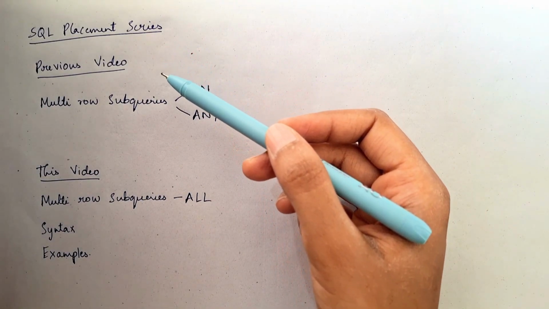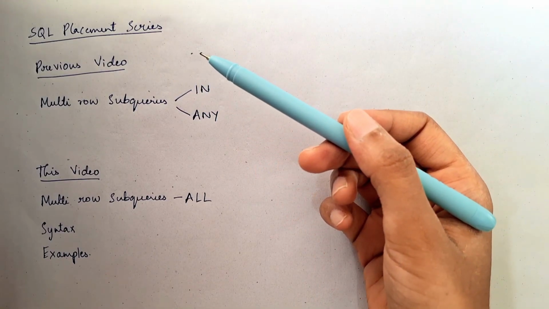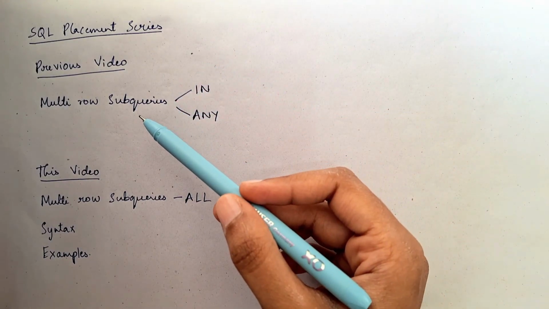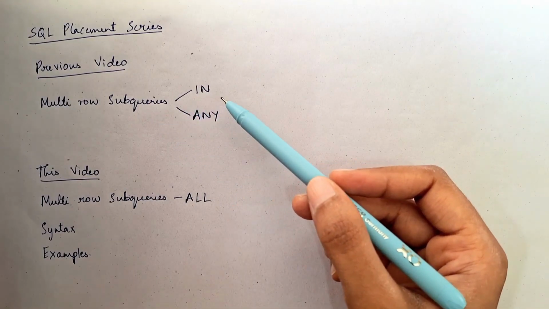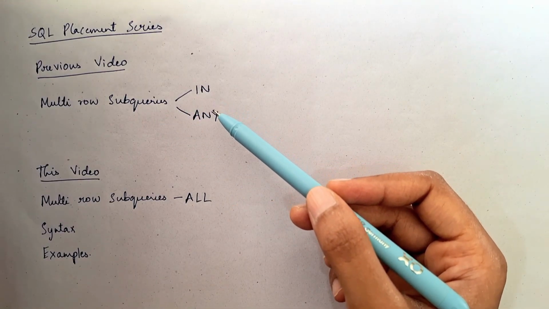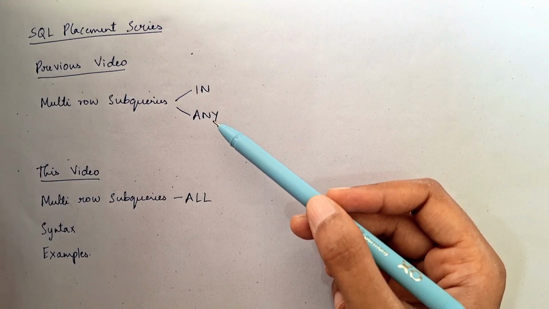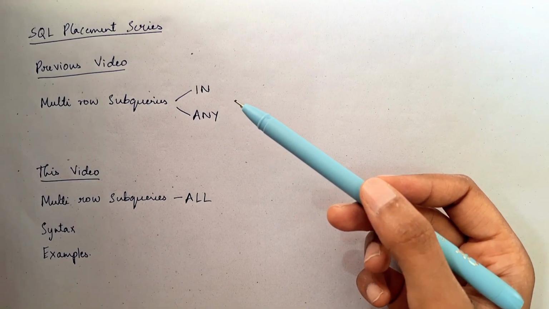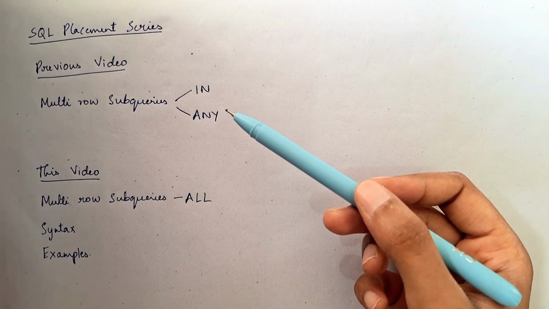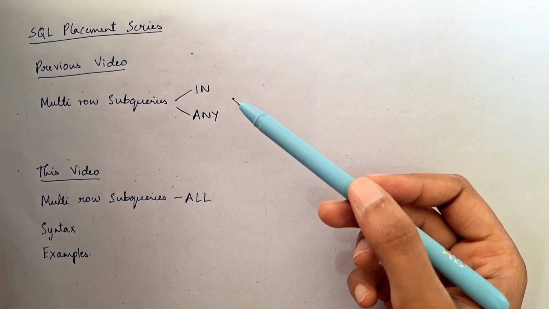In the previous video, we learned about subqueries, especially multi-row subqueries. In that, we clearly understood how to use the in operator and the any operator with simple examples. I hope you practiced those because those concepts are really important to understand what we are going to learn today.